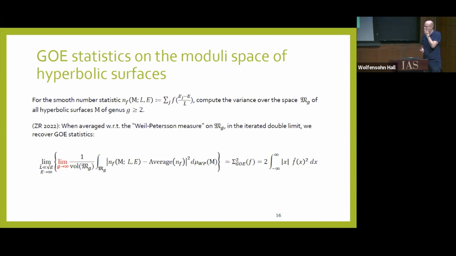Is there hope of getting higher order statistics? Yeah, I believe it should be possible to compute all moments. And we know that both in random matrix theory and in Poisson, once you normalize, you will get a central limit theorem. So this should be doable here. I haven't done it, but it should be doable.